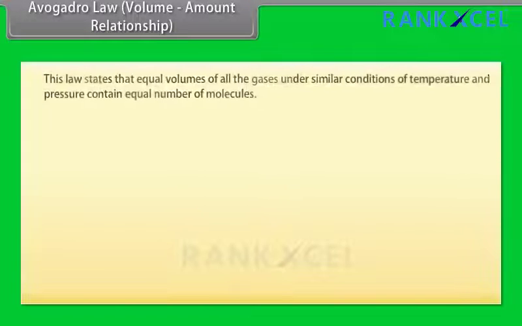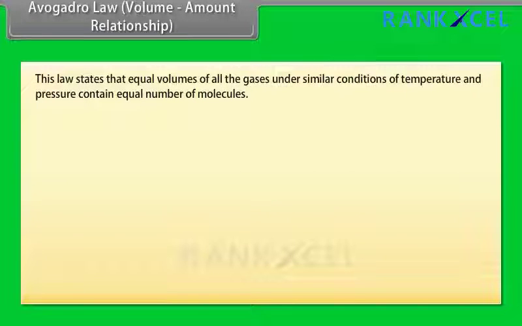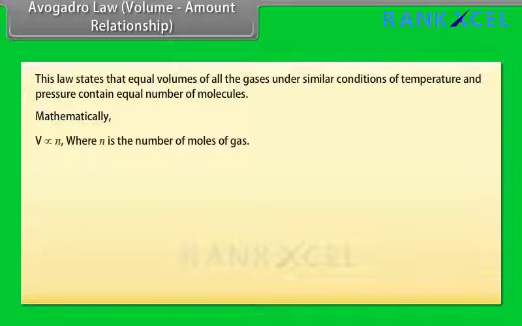Avogadro's law, volume-amount relationship. This law states that equal volumes of all the gases under similar conditions of temperature and pressure contain equal number of molecules. Mathematically, volume is directly proportional to the number of moles of gas. V is equal to K3n, where K3 is constant of proportionality.